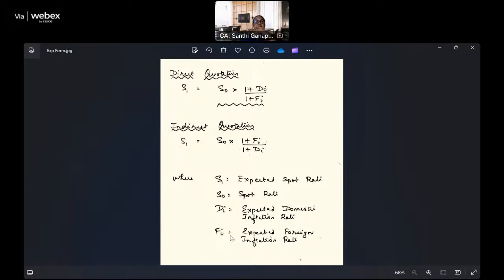Next, we need to look at interest rate parity theory. What is interest rate parity theory? Whatever you have as purchasing power parity theory in the commodity market, the same thing, if you take it to the money market, becomes interest rate parity theory. Now, using interest rate parity theory, what can you do? You can find the theoretical forward rate or expected forward rate. So how do we go about doing it?